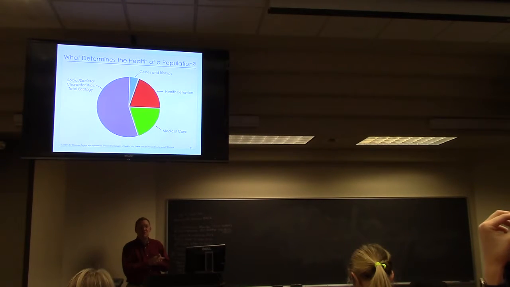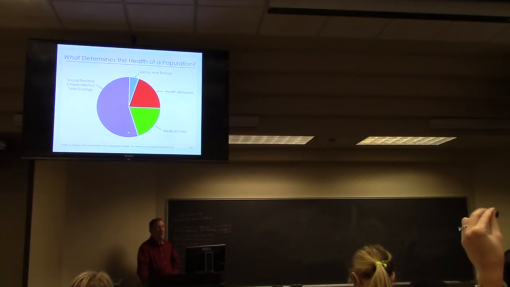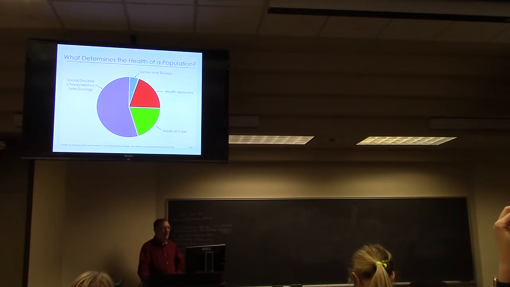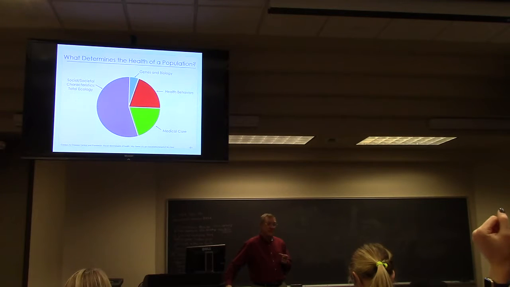So you're responsible for 1/4 of public health outcomes, but look at the rest of what goes into it. Health behaviors and social and societal characteristics together are almost 3/4. Genes and biology is about 5 to 10%. We always say it's predetermined what will happen to you in life, what your health is going to be. But when you look at the health outcomes that we see in the United States and the world right now, the largest determinant is the social characteristics and the ecology.